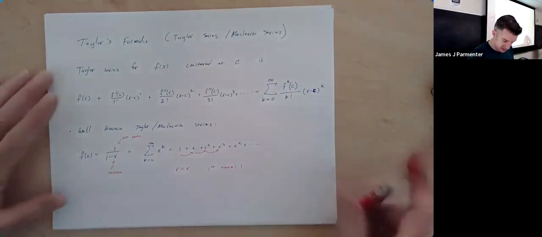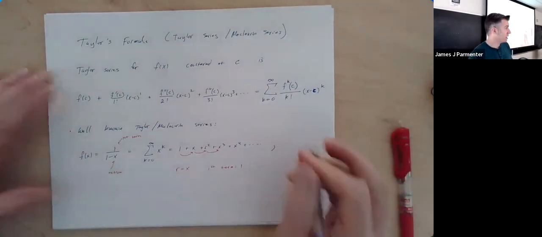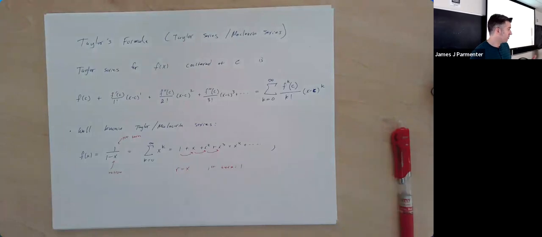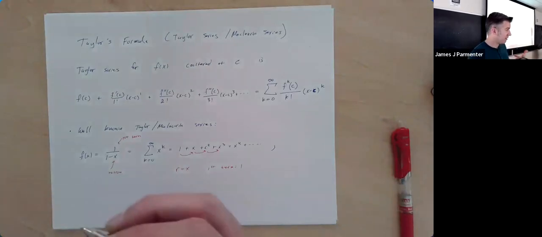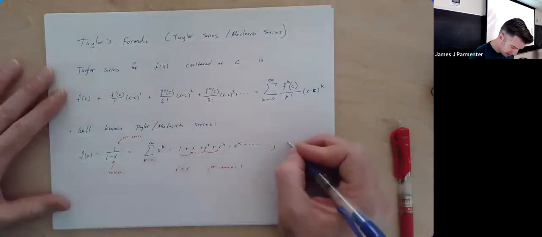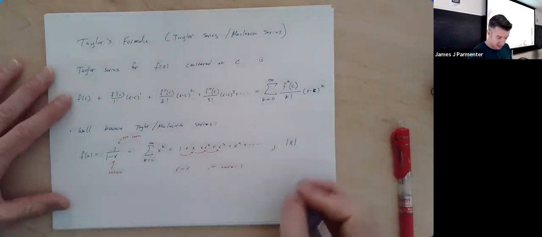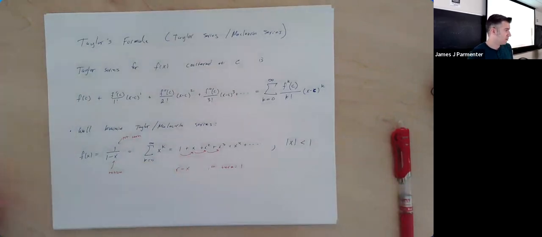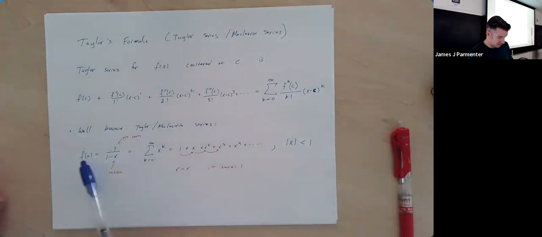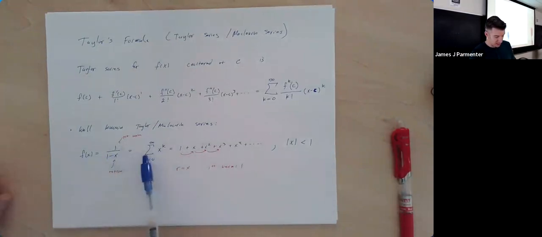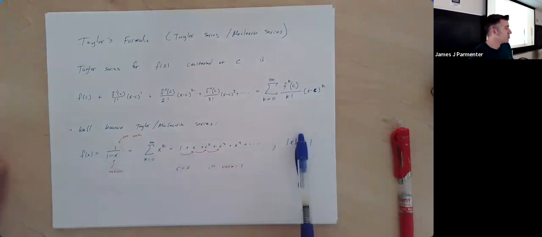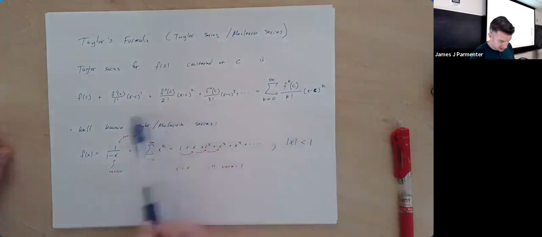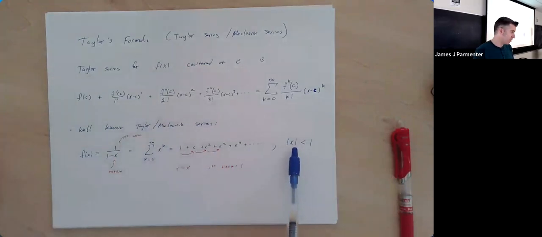Provided that the ratio is between -1 and 1. So for convergence, the absolute value of my ratio better be less than 1. Typically when we talk about a function being equal to its Taylor series, we also talk about where it is actually equal to it. This is equal to that only if x is between -1 and 1. It's not if x is equal to 2.